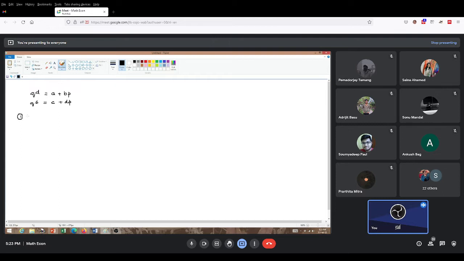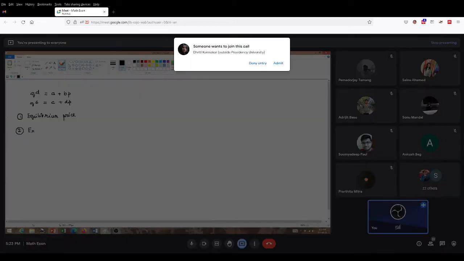We will be undertaking the following exercise. First, we want to find out the equilibrium price. After this, we will impose an excise tax.